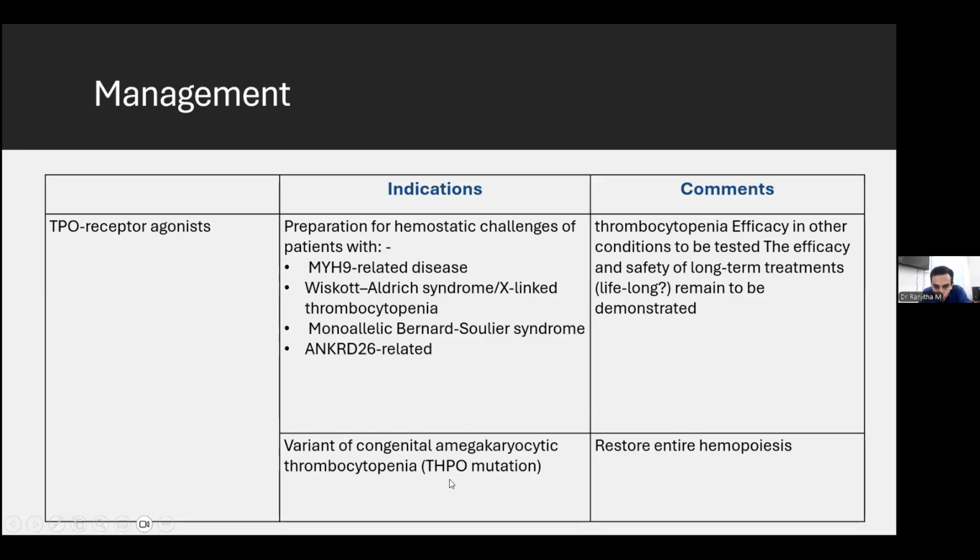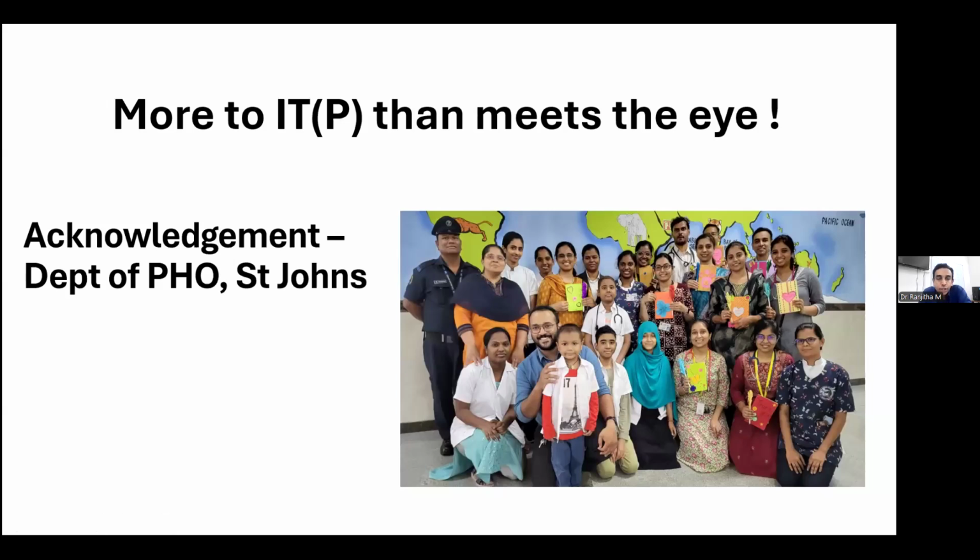And I think Ranjita brought out very nicely in her presentation how if you have a congenital amegakaryocytic thrombocytopenia phenotype, we should make sure, is it a THPO mutation? Because those patients clearly don't respond at all to transplant and require just thrombopoietin agonists, which would restore the entire hemopoiesis. So I think I'll stop here by saying that I'm sure we've convinced you that there is more to ITP, you can interpret it whichever way you like, than meets the eye.